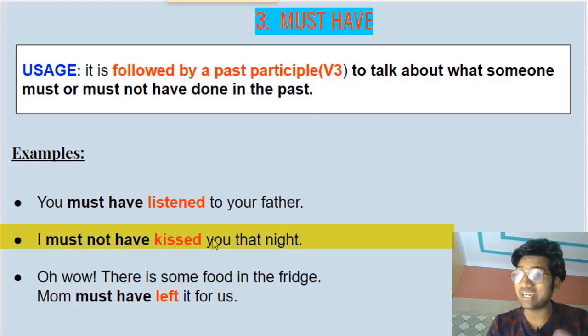I must not have kissed you that night. This must not have happened. I must not have kissed you. I'm sure about it. I'm certain about it.